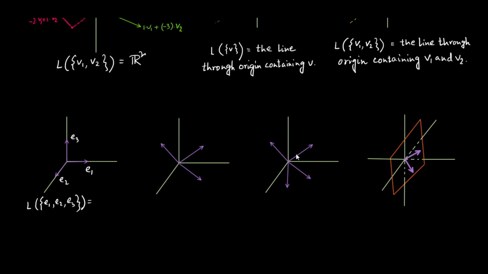The linear span will be the entire three-dimensional Cartesian space, because you can create every vector in this three-dimensional Cartesian space by taking a suitable linear combination of these three vectors e1, e2, e3. Or in other words, the set of all possible linear combinations of these three vectors will be the entire three-dimensional Cartesian space. So this is R3.